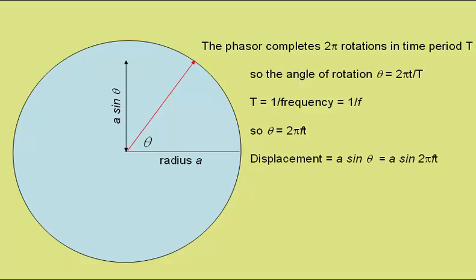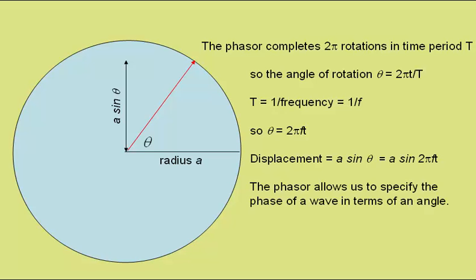The displacement we showed on the diagram is given by a sine theta, and substituting in we can now get the displacement as a sine 2 pi ft. The phasor then allows us to specify the phase of a wave in terms of an angle theta. This expression is provided on the datasheet.